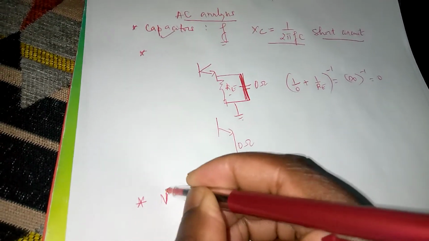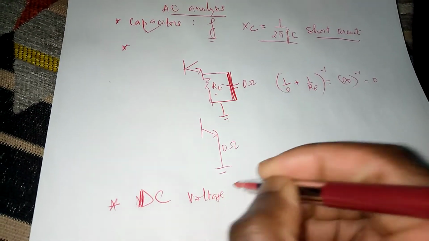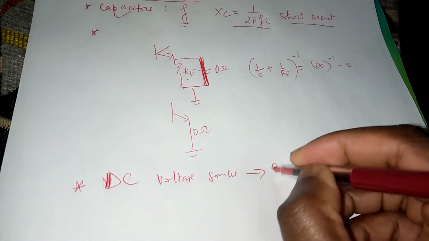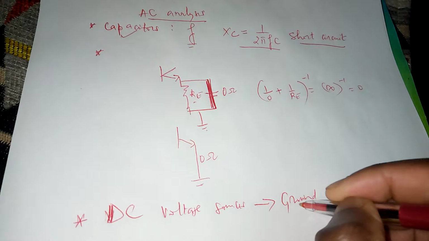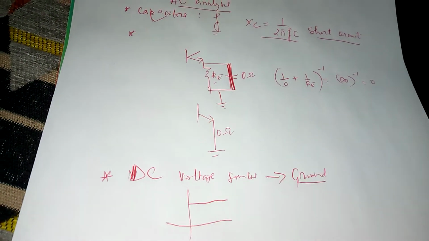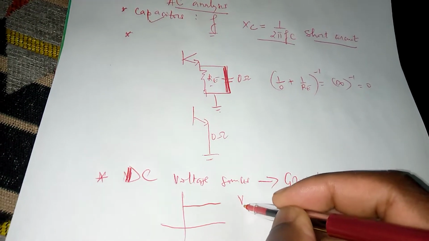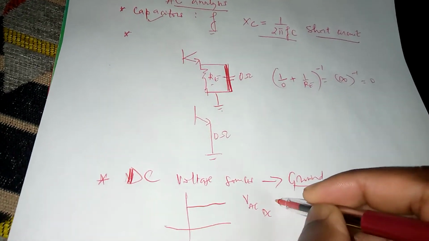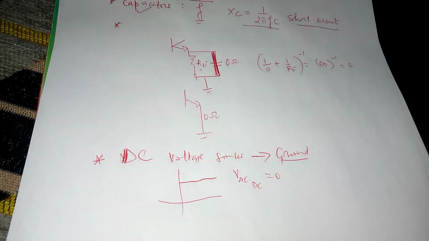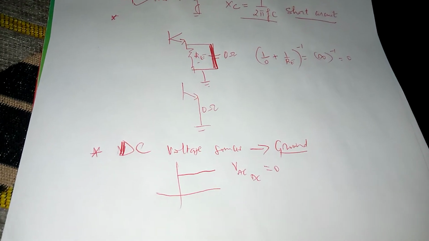All the DC voltage sources become ground. Why is that so? If you're trying to measure how much AC signal you have in a DC voltage source, you've got your VAC value of a DC voltage source, which is actually 0. That's why DC voltage sources become 0. So they will behave like grounds, basically. That's very important to remember.